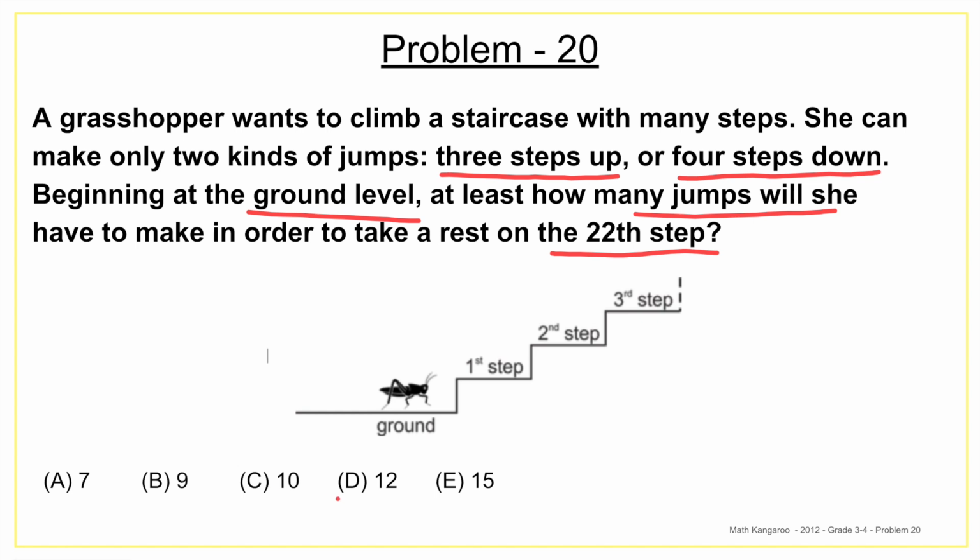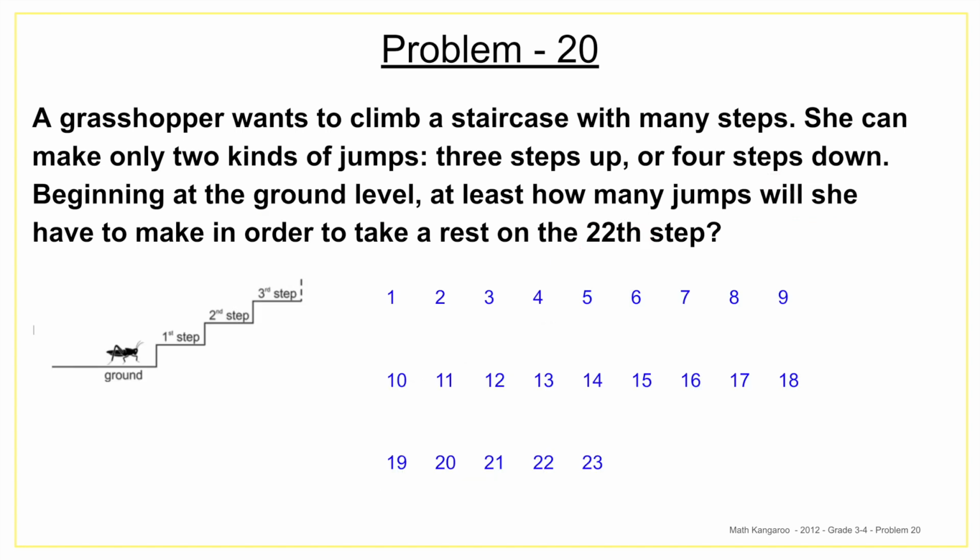These are our options. She can jump up 3 steps or jump 4 steps down. She starts at 0 and needs to land exactly on the 22nd step. She wants to use the fewest jumps possible. Let's go step by step. So these are our steps.